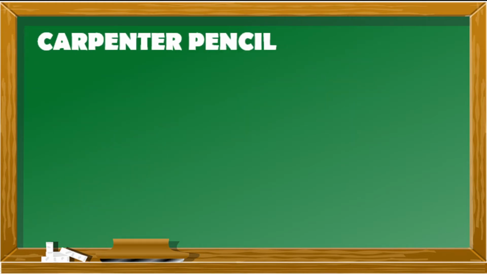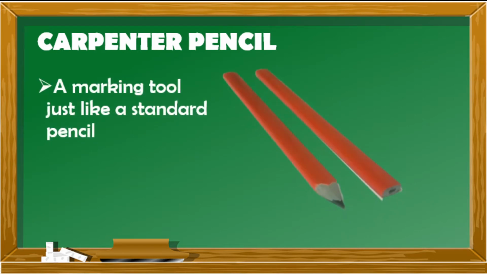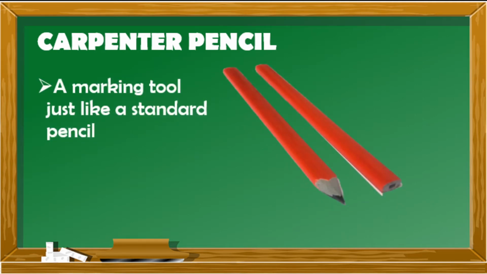Next, Carpenter Pencil. Carpenter Pencil is a marking tool just like a standard pencil but different in appearance kasi yung itsura na ito ay rectangular shape. So, purpose niya para di siya gumulong do sa mga inclined surface na paglalagyan ng karpentero or ng carpenter natin.